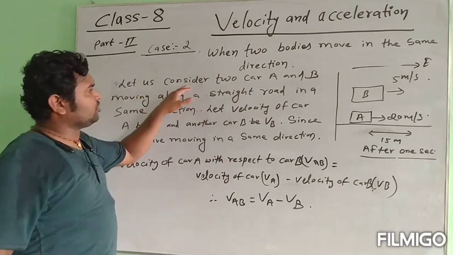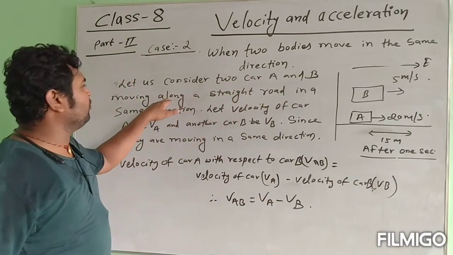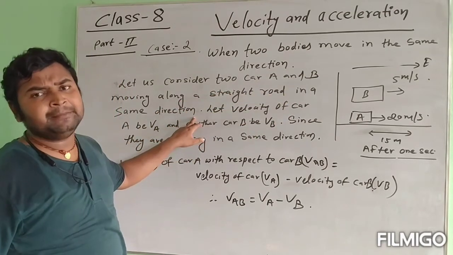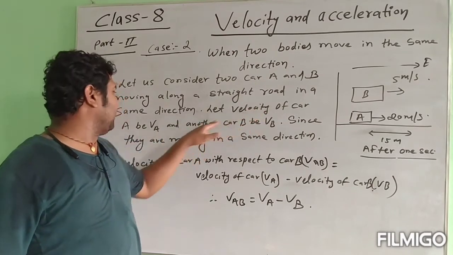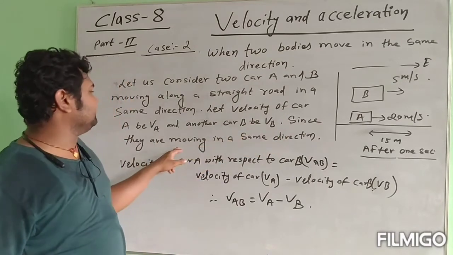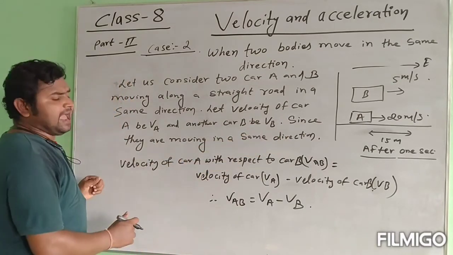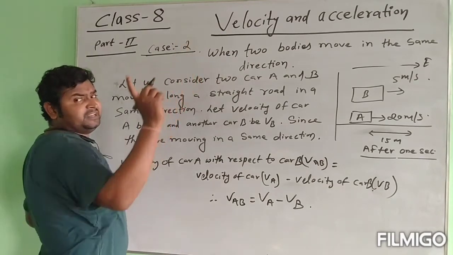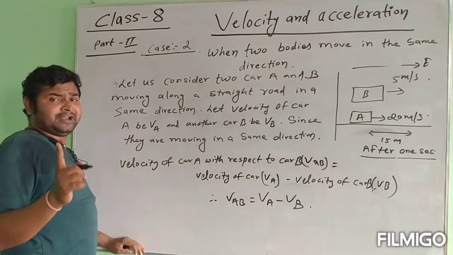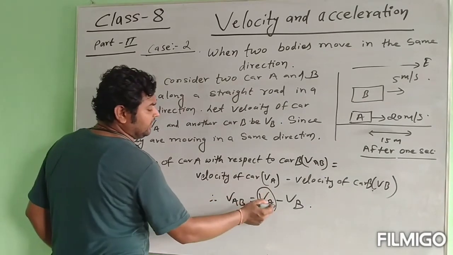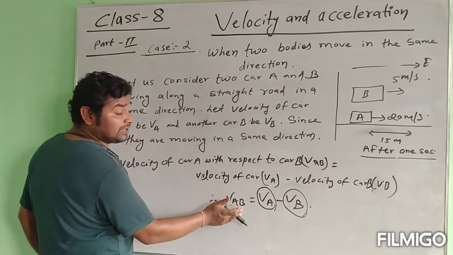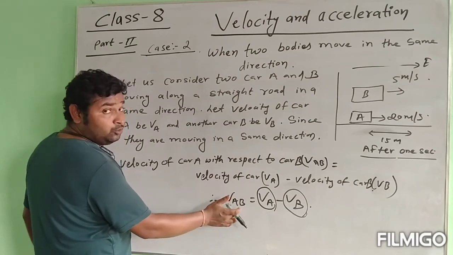So here let us consider two cars A and B moving along a straight road in the same direction. Let the velocity of car A be v_A and the velocity of the other car B be v_B. Since they are in the same direction, we have to subtract the velocity of car B from the velocity of car A. Here we have to be careful.